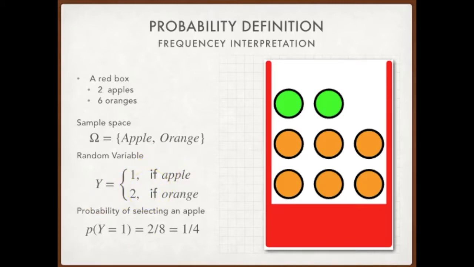Finally, by the frequency interpretation of probability, we can write the probability of picking an apple as equal to the ratio of the number of apples to the total number of fruits in the box. That is, P(y=1) equals 2 by 8. That is, there are 2 apples and 8 fruits in total, and this turns out to be 1 by 4. So the probability of picking an apple is equal to 1 by 4 according to the frequency interpretation of probability.